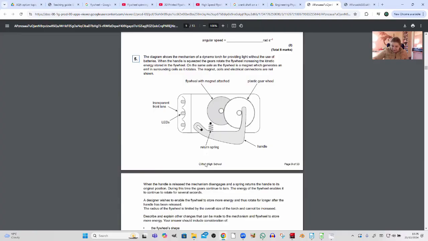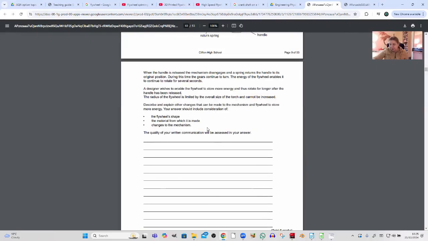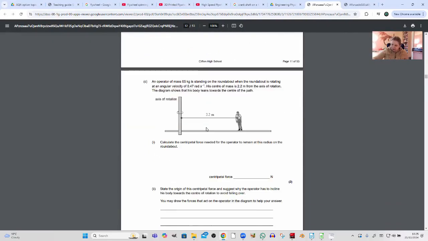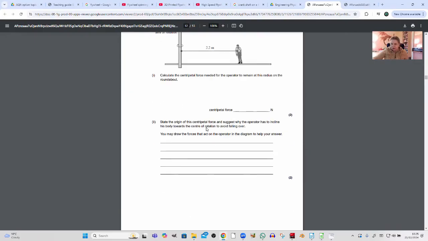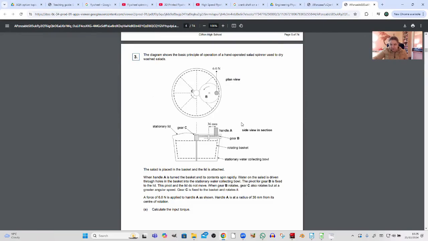There is another diagram. This looks like a dynamo torch. So you move the handle, and it causes the flywheel. Look, it's got a little flywheel in there, and so on, and long descriptions about what happens as well. This is the hardest bit, I think, of these sorts of questions. That's one lot of questions. Here's another one. This is a salad spinner, and you've got gear wheels causing things to rotate, and you've got more than one. So this is a plan view, and this is a side view, and this is a salad spinner.